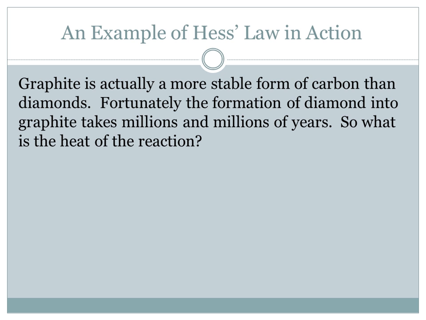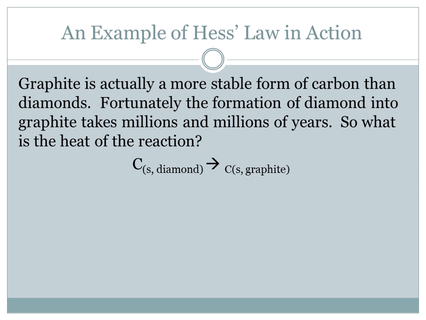So let's look at this. Graphite is actually a more stable form of carbon than diamonds. Luckily, though, this reaction takes millions and millions and millions of years for diamond to convert into graphite. So we might want to know what the heat of the reaction is. But it would take too long for us to actually measure this because it's going to happen over millions and millions and millions of years. So we can use Hess's law to determine what that heat of reaction would be.